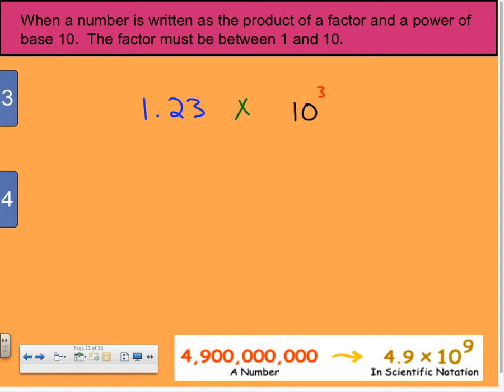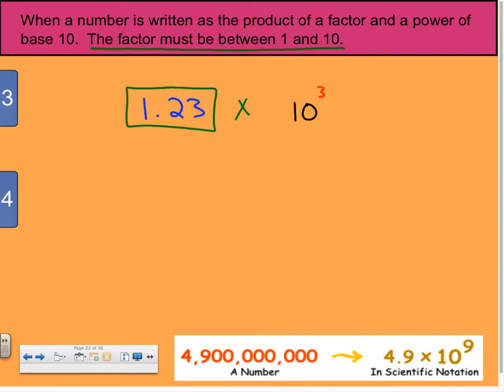Everyone understand? You cannot put 1.23 to the third power. That's something completely different. Okay? So those are the 4 things we need when writing scientific notation. And what they're saying with this last sentence, okay, this decimal always has to be a decimal that's between 1 and 10.